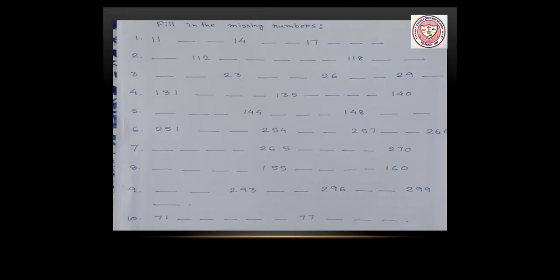Fill in the missing numbers. After 11, after 14, after 17, which number comes? Before 112, 118, which number comes? After 118, which number comes?